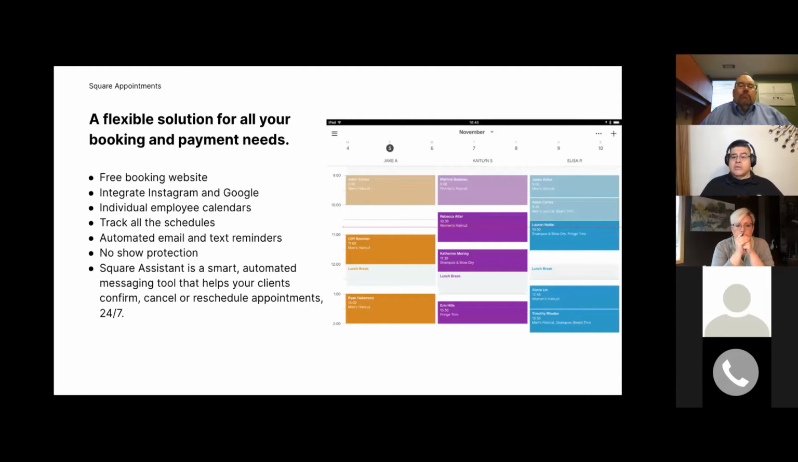Square for Appointments, really powerful appointment scheduling software. All your services are instantly bookable by your customers on your free online booking website, or you can even integrate onto Google and Instagram and Facebook, where you can have a button for booking through those specific apps, right, to help you protect your time and your business. You can require full prepayment up front or charge cancellation fees to reduce no-shows.